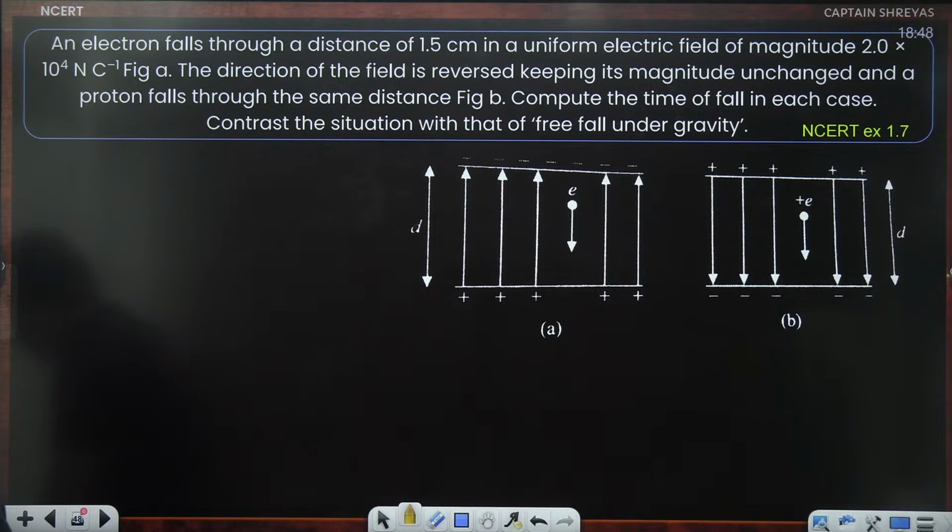Now, moving ahead: an electron falls through a distance of 1.5 centimeters in a uniform electric field of this magnitude. The direction of the field is reversed, keeping the magnitude unchanged, and a proton falls through the same distance. Compute the time of fall in each case.